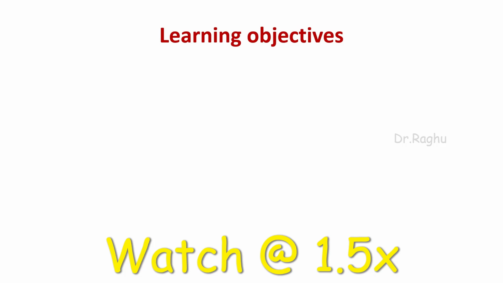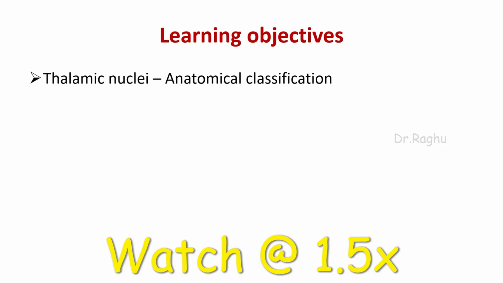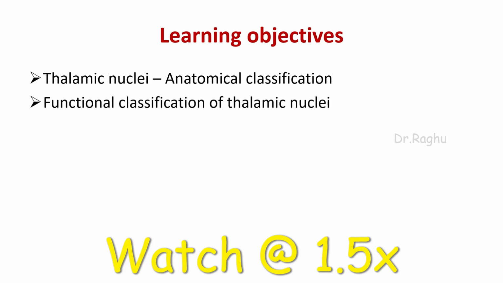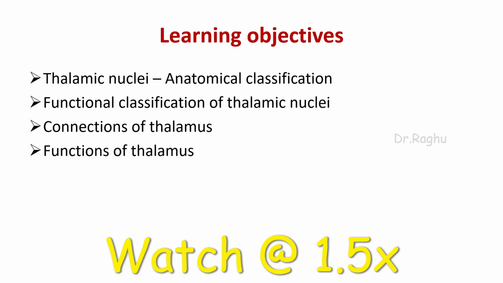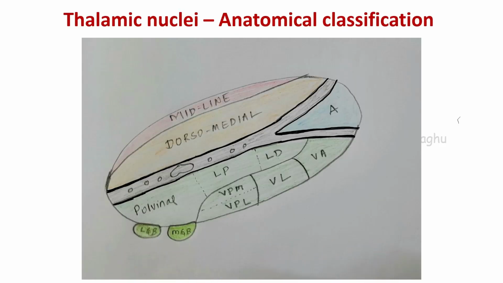So the learning objectives for this session are: first, let's try and understand the anatomical classification of the thalamic nuclei. Then we will look into the functional classification of the thalamic nuclei. Then we will understand the connections of the thalamus and the functions of the thalamus. At last, we will briefly look into one of the applied aspects of the thalamus, which is called the thalamic syndrome. So let's first start with the anatomical classification of the thalamic nuclei.